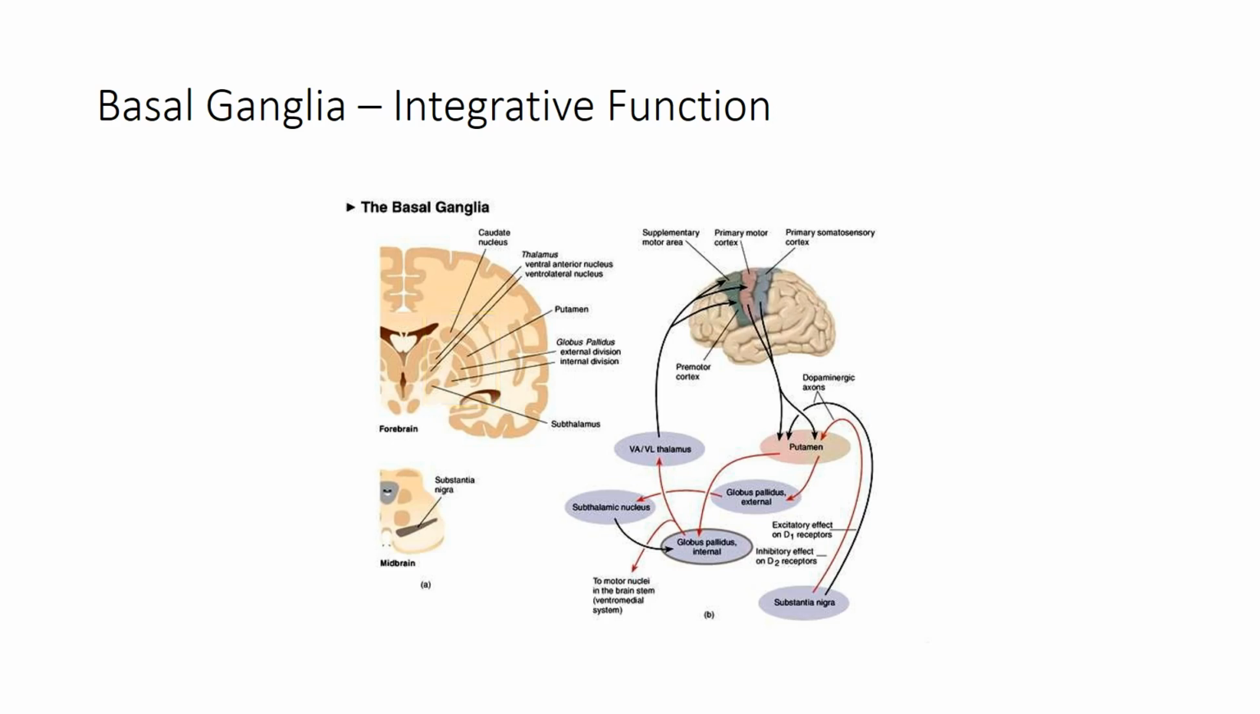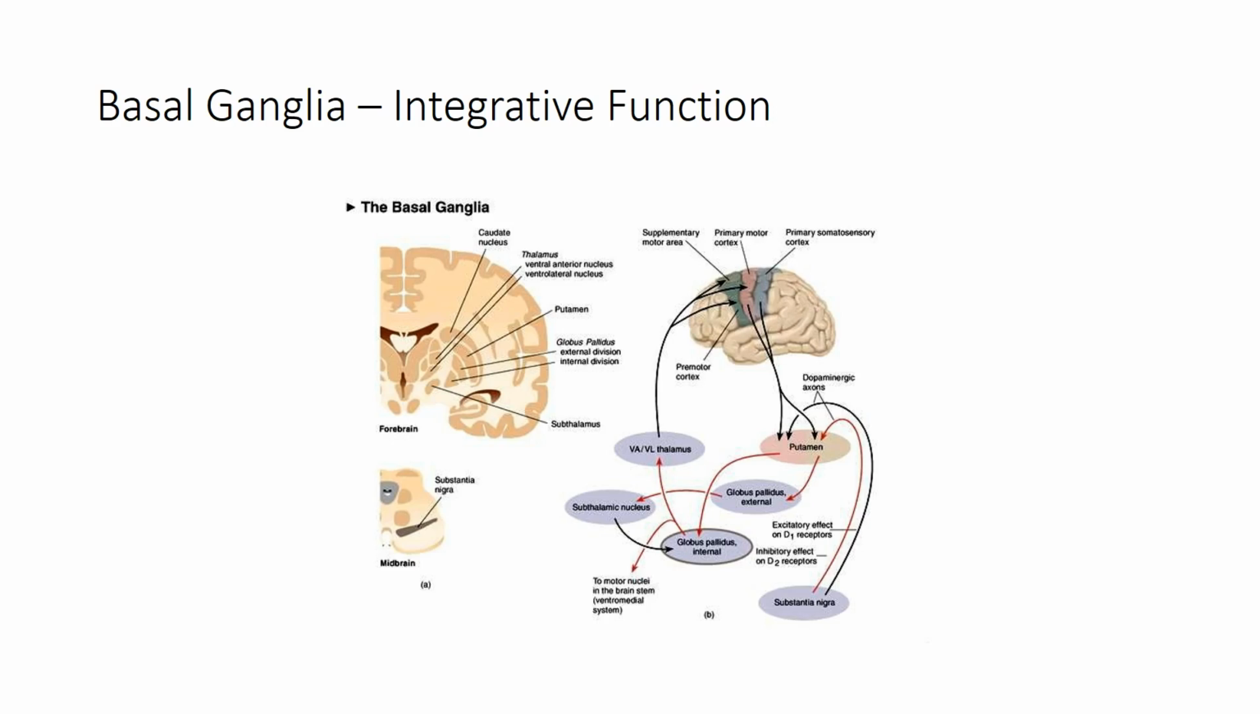On the right side of this image, we have some of the connections between the basal ganglia and other parts of the brain. You don't really need to know the details of all of these connections at this time, but I wanted to include this image to give you a big picture feeling for how much interconnection there is between these various structures.